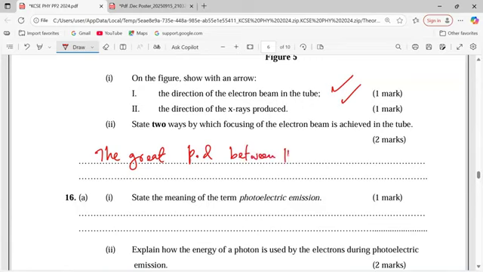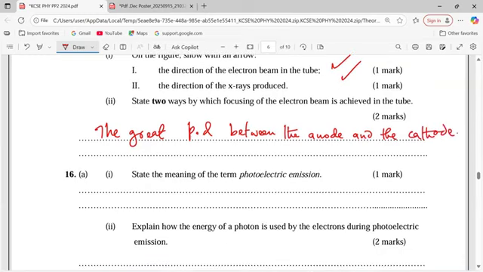between the anode and the cathode. Very simple. Between the anode and the cathode. That way, we will have a very serious attraction.